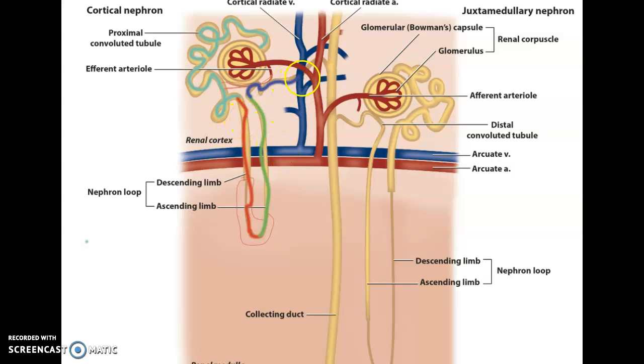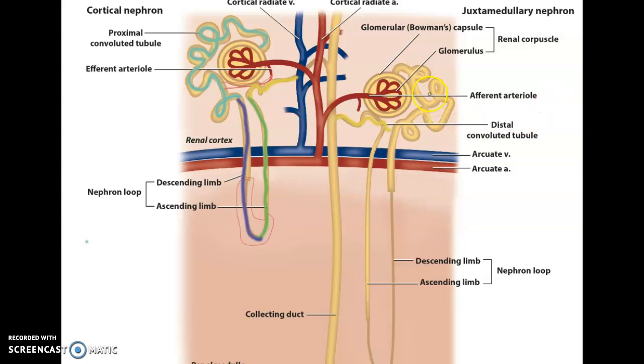This blue now looks like I'm going to the vein. This red looks like it's from the artery. There I made the descending limb purple and the distal convoluted tubule orange. So same thing over here. This would be the distal convoluted tubule.